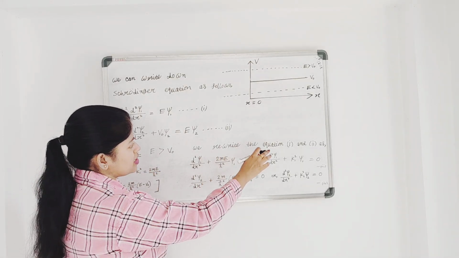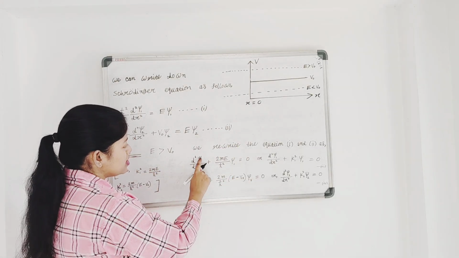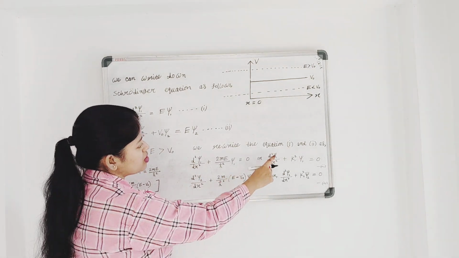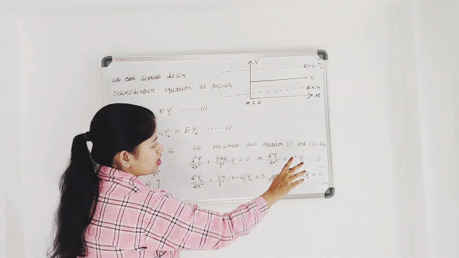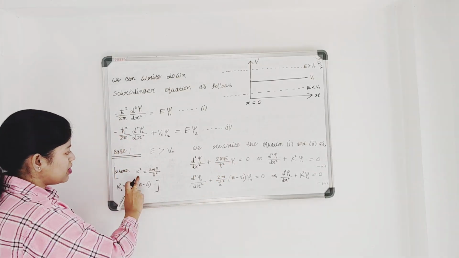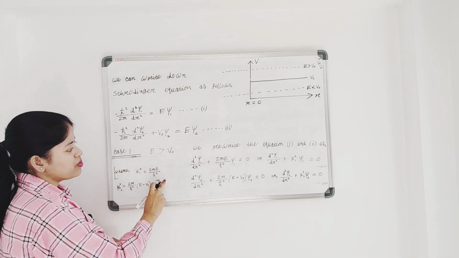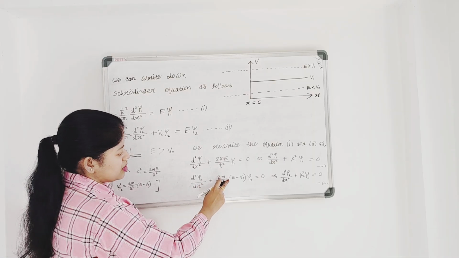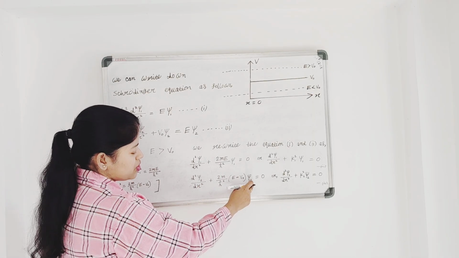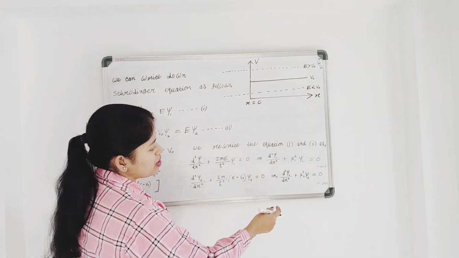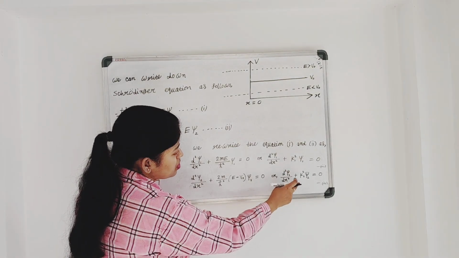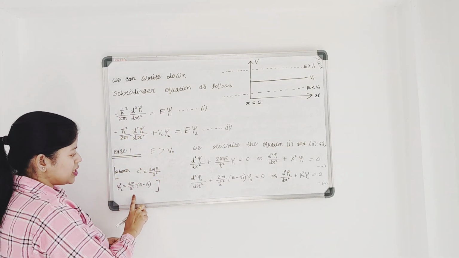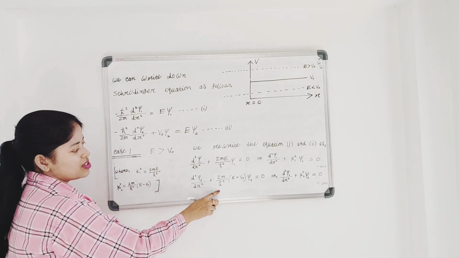Now we can rewrite equations 1 and 2 as d2 psi 1 by dx2 plus 2mE by h bar squared psi 1 equals 0, or d2 psi 1 by dx2 plus k1 squared psi 1 equals 0. Here k1 squared is 2mE by h bar squared. We can also rewrite equation 2 as d2 psi 2 by dx2 plus 2m by h bar squared into (E minus V0) into psi 2 equals 0, or d2 psi 2 by dx2 plus k2 squared psi 2 equals 0. Here k2 squared is 2m by h bar squared into (E minus V0).